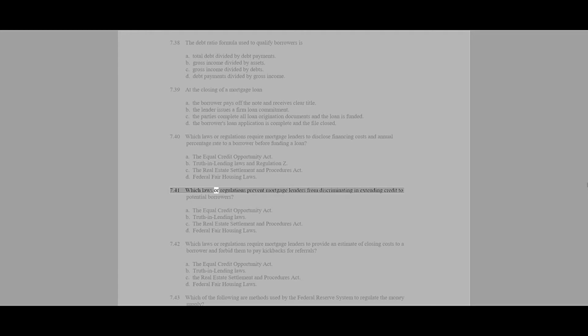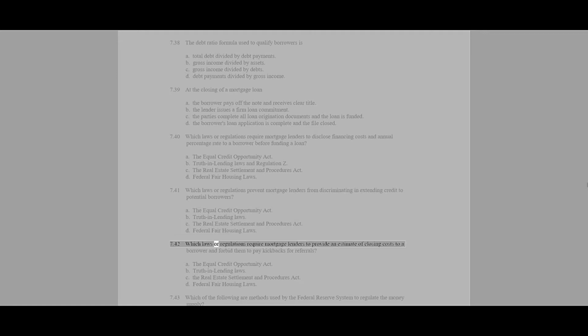7.41 Which laws or regulations prevent mortgage lenders from discriminating in extending credit to potential borrowers? A. The Equal Credit Opportunity Act. B. Truth in lending laws. C. The Real Estate Settlement and Procedures Act. D. Federal Fair Housing Laws.